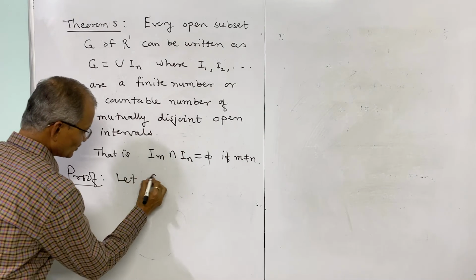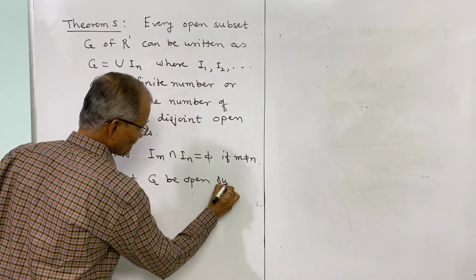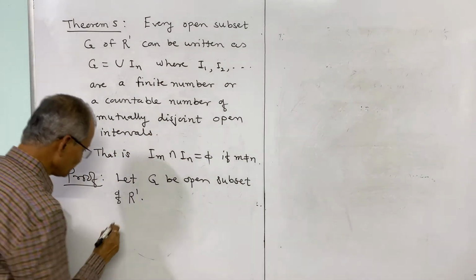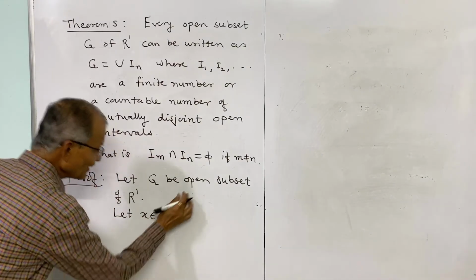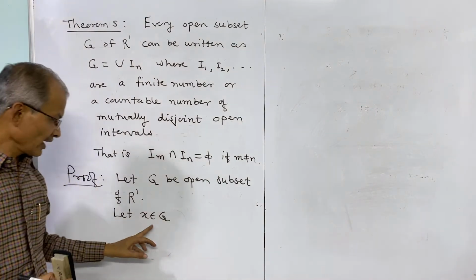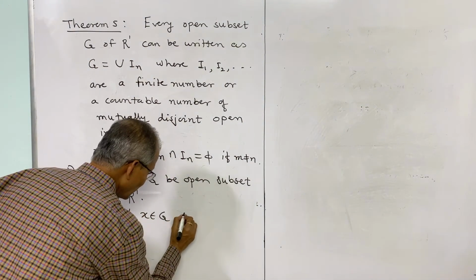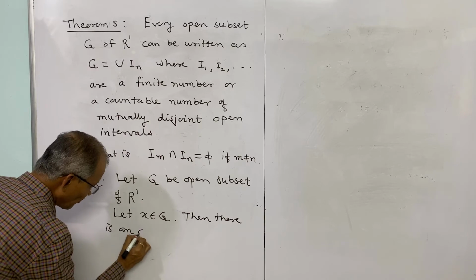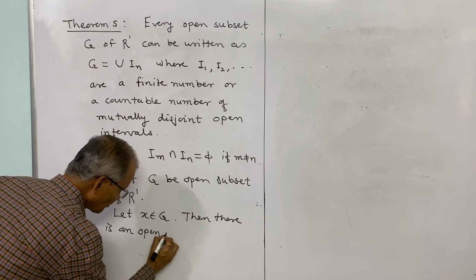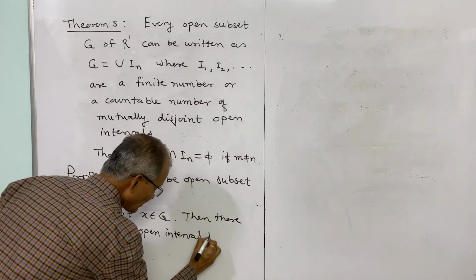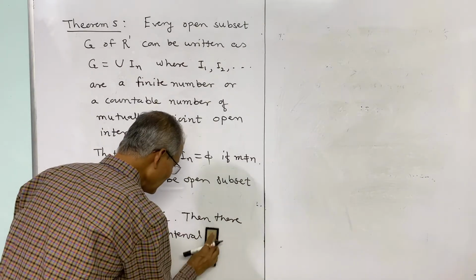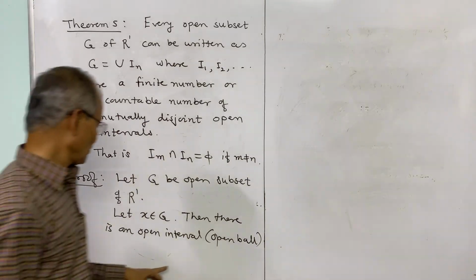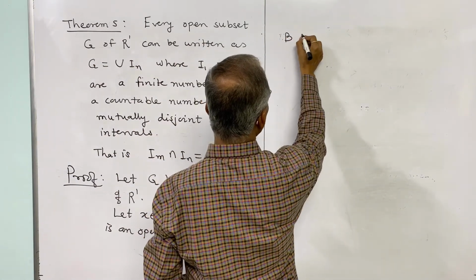Let G be an open subset, and let x belong to G. By definition of open set, there is an open ball around x which is contained in G. Then there is an open ball, which is an open interval B. We have seen for R1 that open intervals are open balls. So open interval B is contained in G.